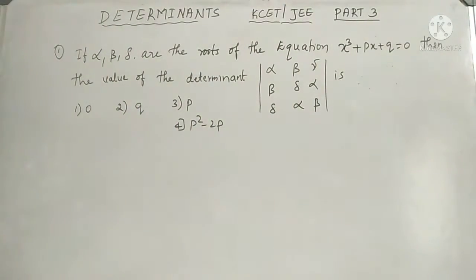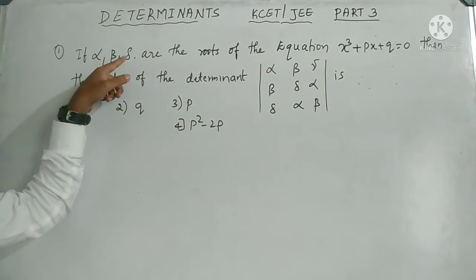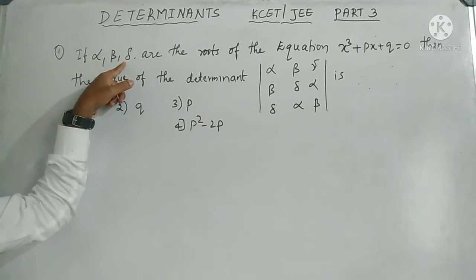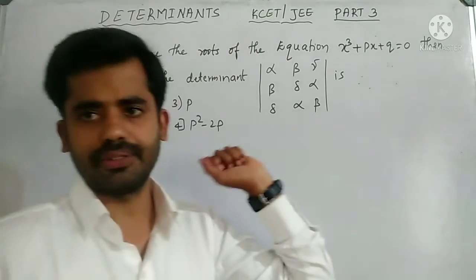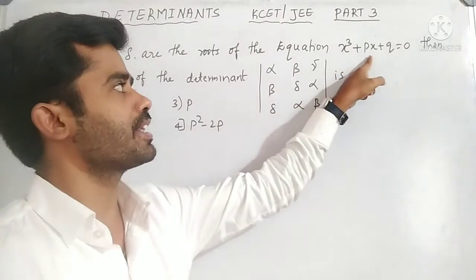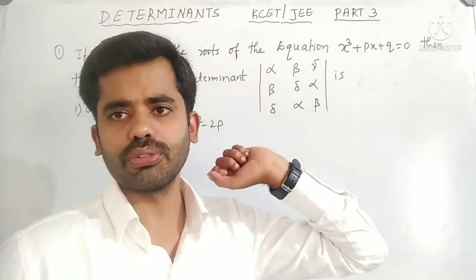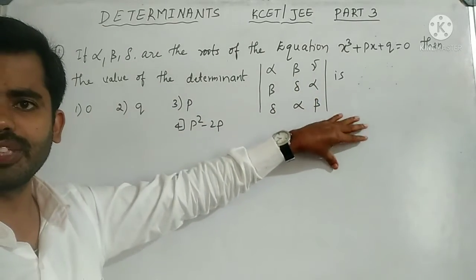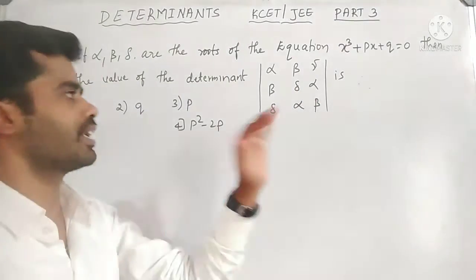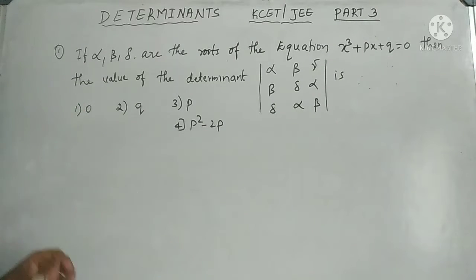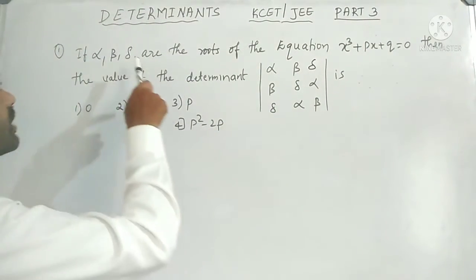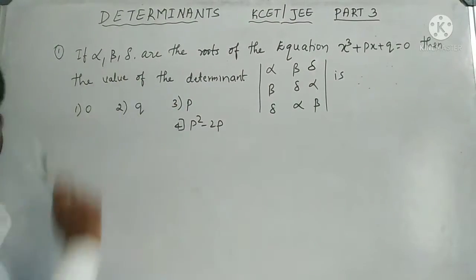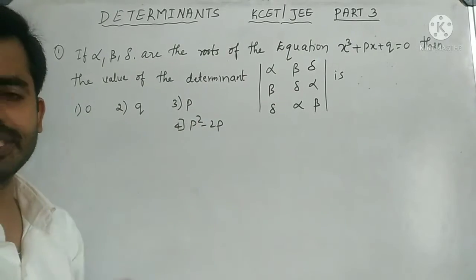Here the first one is: if alpha, beta, delta are the roots of the equation x cube plus px plus q is equal to 0, then what is the value of this determinant they are asking. Now they have given that alpha, beta, delta are the roots of this cubic equation.